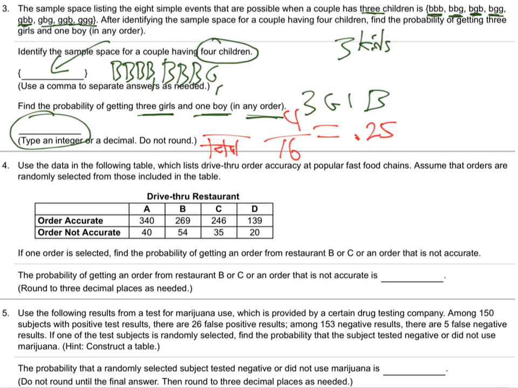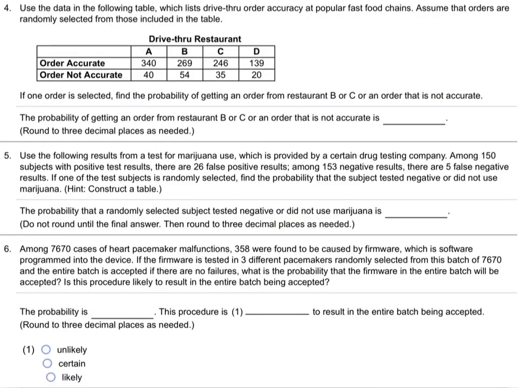All right, so I'm going to move on from that one. If you're good, are we good? Questions? All right, number 4. Another table. Drive-through restaurant. Use the data which lists drive-through order accuracy. If one order is selected, find the probability it's an order from restaurant B. So this is all we need here: from B or C or not accurate. So really, all you need is to put that table in your notes, and then just write B or C or not accurate. You don't need the rest of those words.